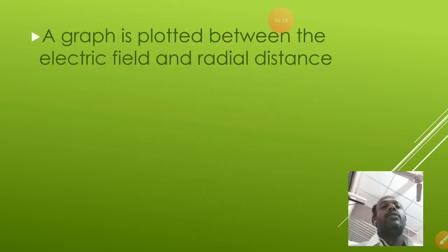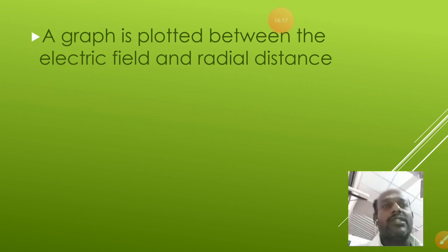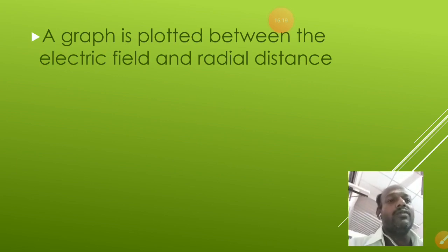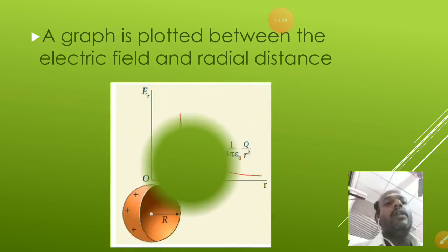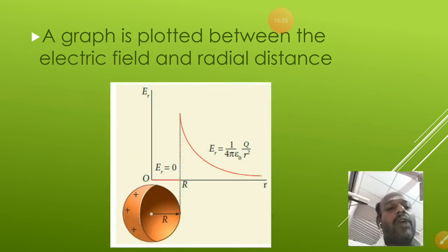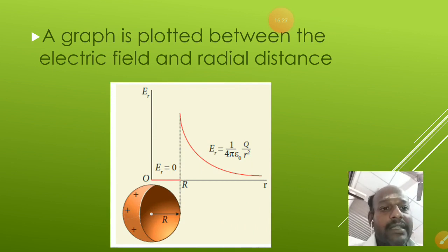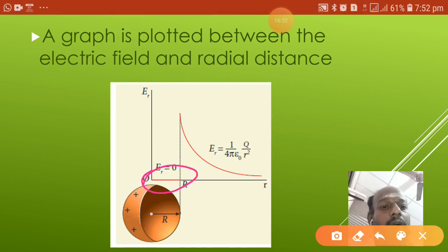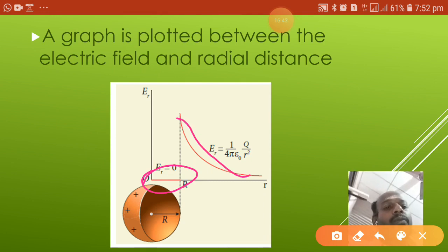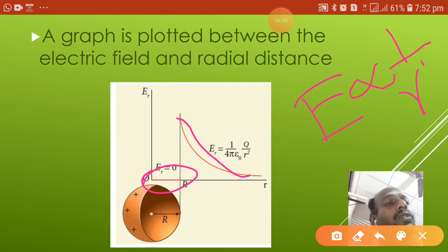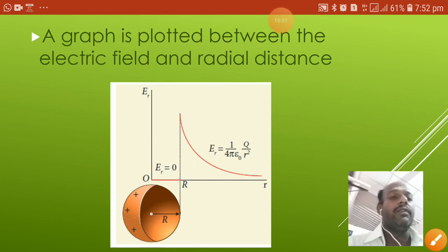Now from these three situations of the shell, we come to one conclusion: the graph shows how the electric field varies with the distance r. Up to the radius R, there won't be any electric field. Then when it reaches the point R, suddenly the value increases. When I move away from that point, it decreases. So E is proportional to 1 by r square. That is the conclusion we come to know.